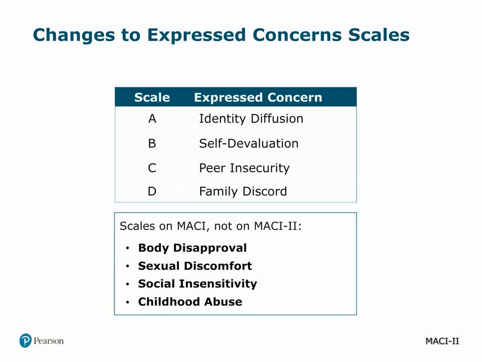The MACI-II includes 4 scales that assess expressed concerns, feelings and attitudes about issues that tend to concern troubled adolescents. The scales are identity diffusion, self-devaluation, peer insecurity, and family discord. In addition to these 4 scales, the MACI included 4 additional scales that assessed expressed concerns. The scales body disapproval, sexual discomfort, social insensitivity, and childhood abuse were dropped for MACI-II.